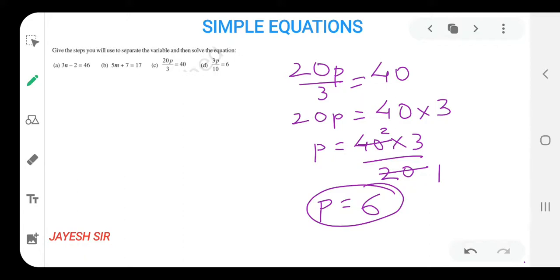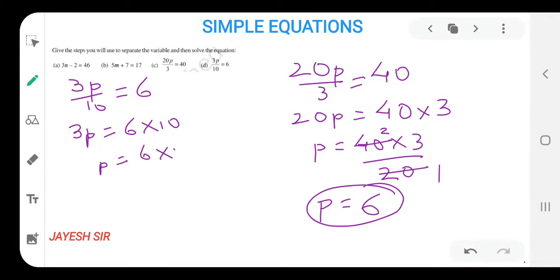So let us begin with the last sum of similar type. 3p by 10 equals to 6. Now 10 is in division, after going that side will become in multiplication. So 3p equals to, no need to multiply, I have already suggested you, p as it is. Now 6 multiplied by 10 over here.